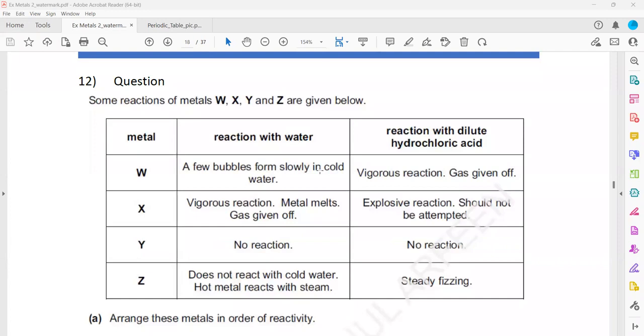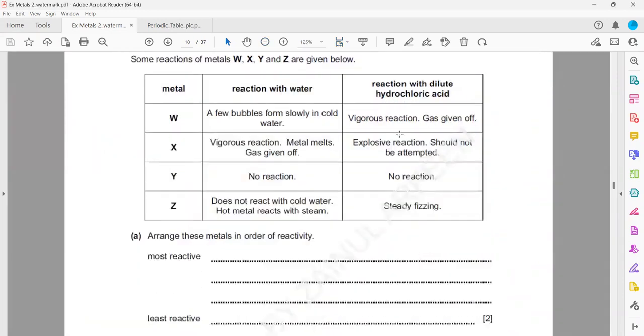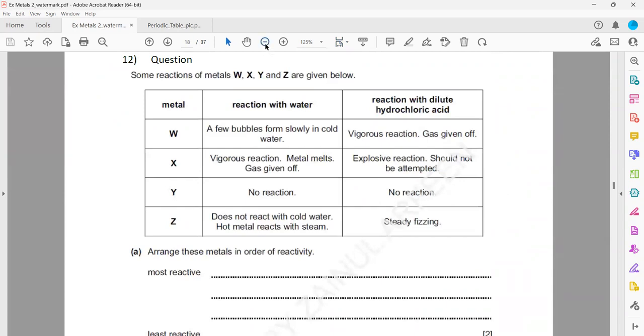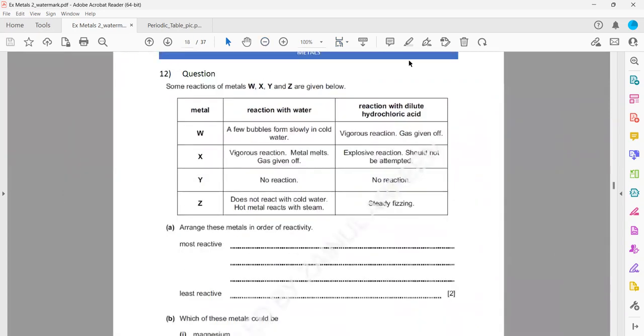The next one, some reactions of metals W, X, Y, and Z. And you can see, with metal W, few bubbles are there. And with hydrochloric acid, vigorous reaction, a gas is given off. With X, vigorous reaction, metal melts, gas given off, explosive reaction. Metal Y does not react at all, and metal Z does not react with cold water.